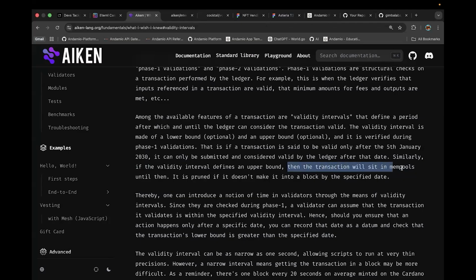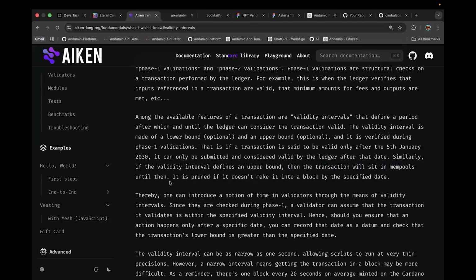Then the transaction will sit in mempool. So that means it's just sitting until then. Why would it sit until then is what I don't understand. I don't understand that either. Okay, let's continue first.